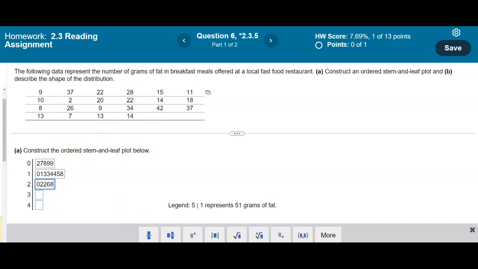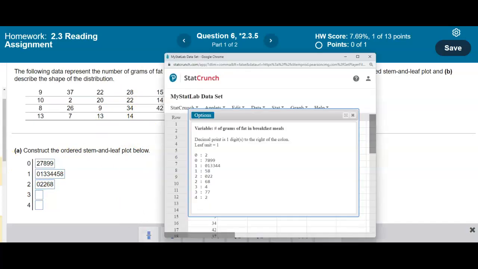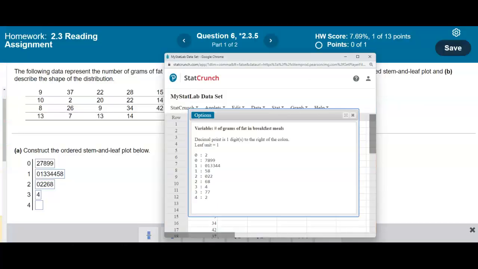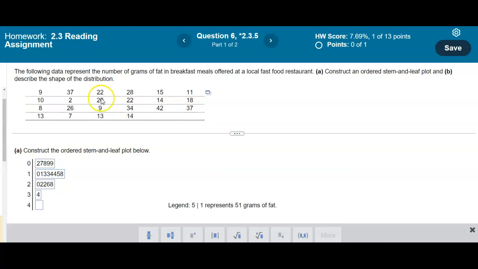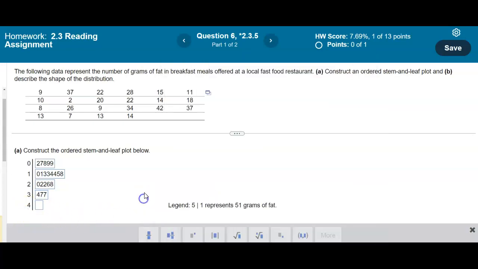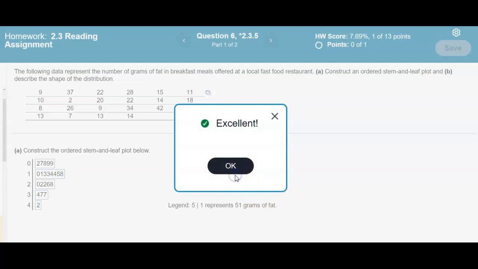Next we have 3 as the leftmost digit. You can see here that we have 34, so we have a 4. Then we have 2 7s, so that represents a 37 and another 37. And then the last one has a left digit of 4, and we have a 2, so that represents 42. And then there is our answer.